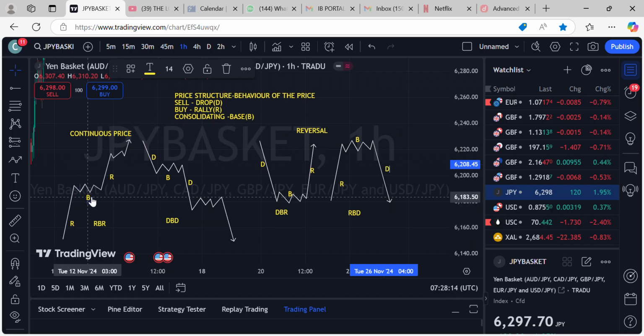So these are the only 4 price structures that you'll ever find in the market. Number 1, when the market is continuous, giving you rally base rally, or drop base drop, or the market gives you a reversal pattern, which is drop base rally or rally base drop.